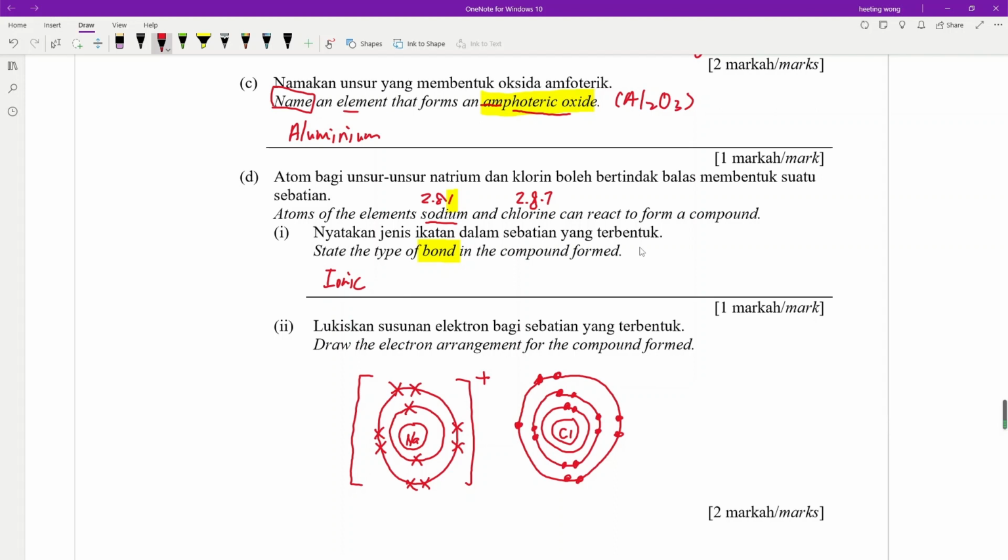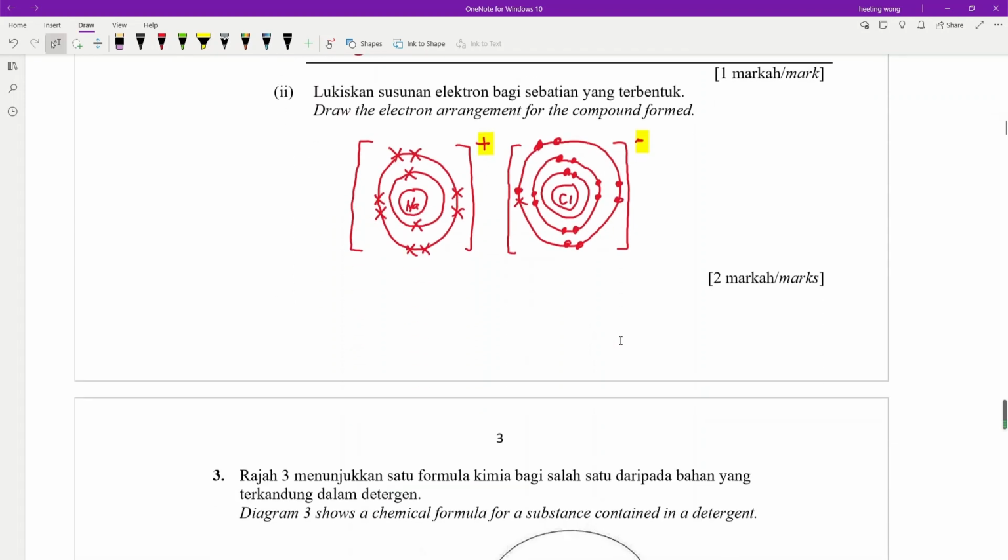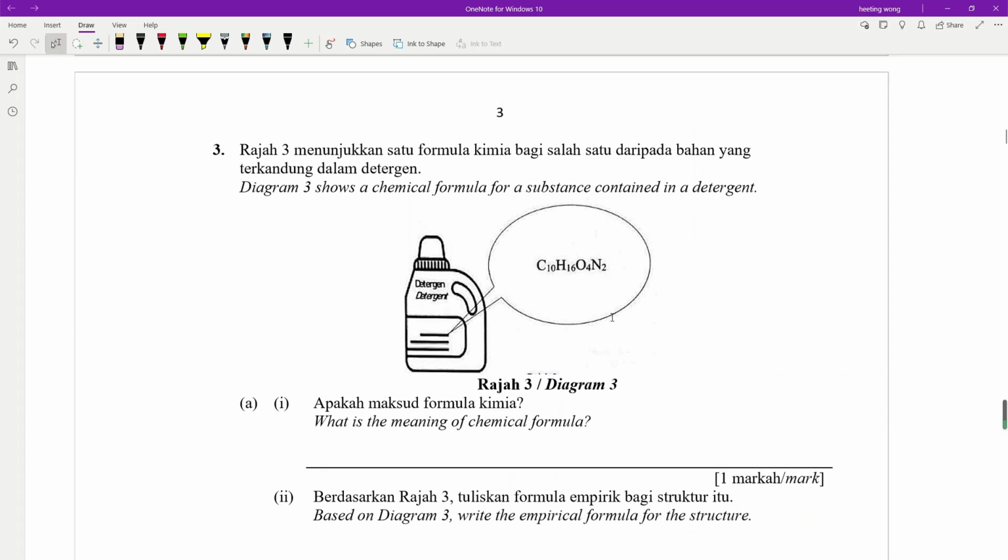Okay, so 1 electron is received from the sodium atom just now. So the charge is negative. Normally we will write the positive ion on the left side, and the negative ions on the right hand side. Sodium chloride. So the charge must be labeled correctly. Okay, so 2 marks.